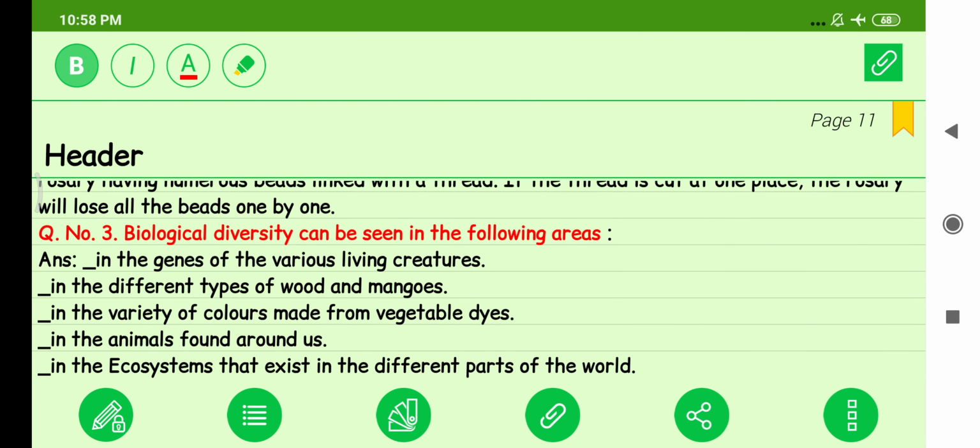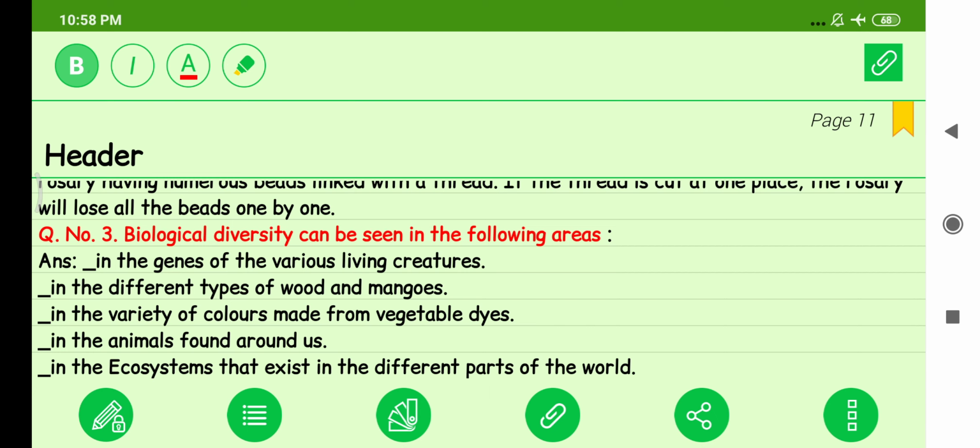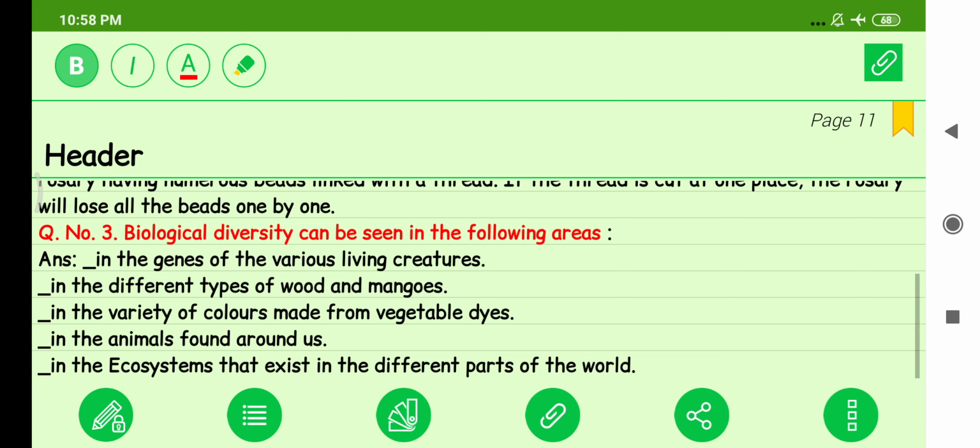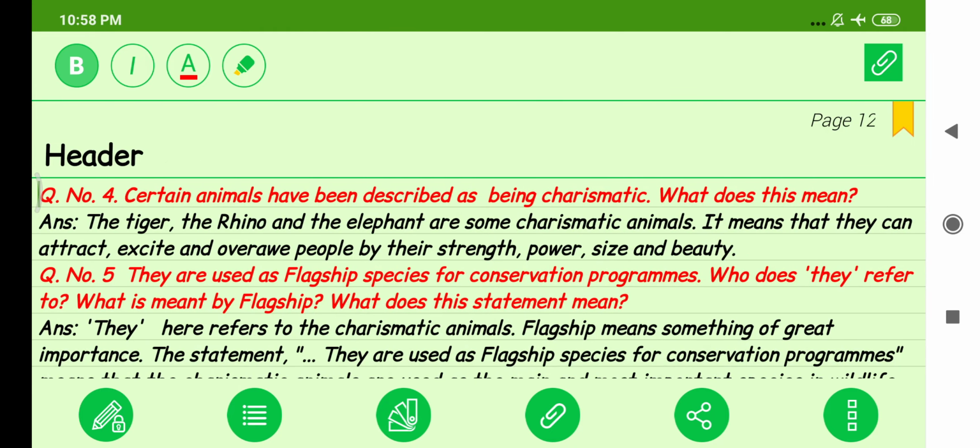Next is biological diversity can be seen in the following areas. So here, in the genus of the various living creatures, in the different types of food and mangoes. You can pause video here also to note down all points. Next, question number 4 is, certain animals have been described as being charismatic. What does this mean? So charismatic animals, you already know. It means that they can attract, excite, and overawe people by their strength, power, size, and beauty.